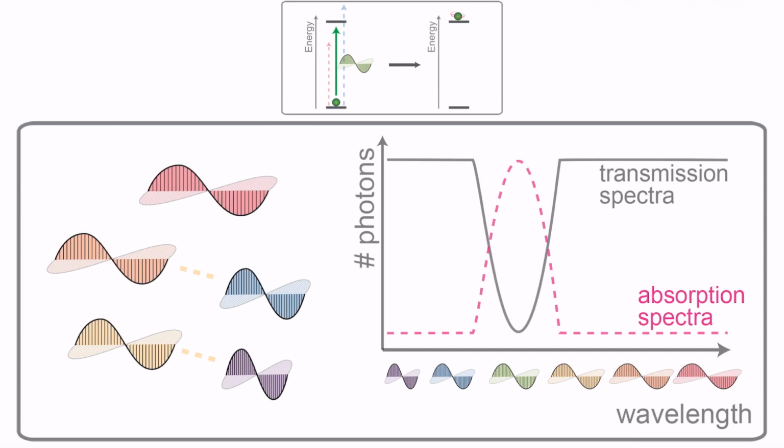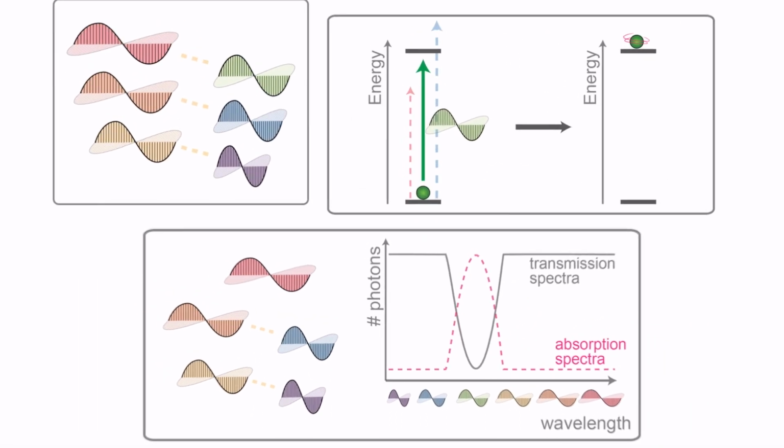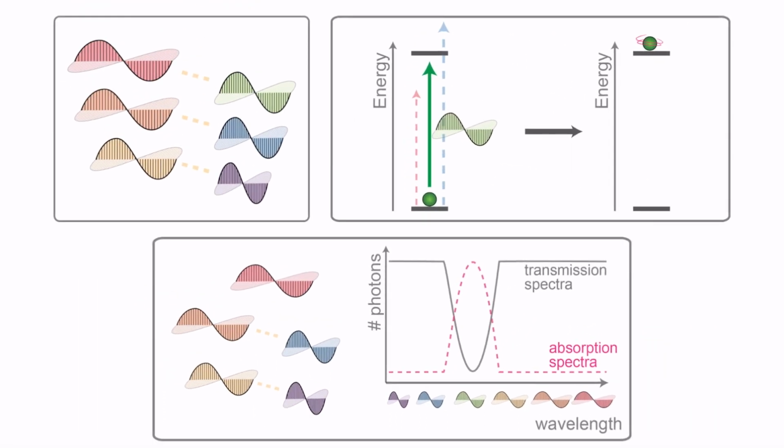Okay, we have the incident radiation, then we have the photon that is absorbed, and from there you get the spectra if you plot.